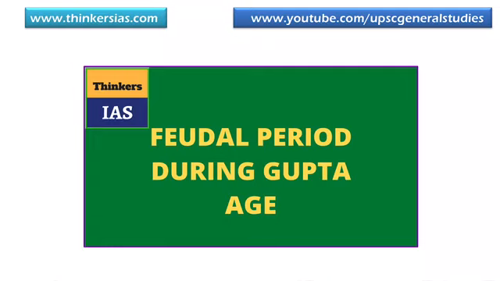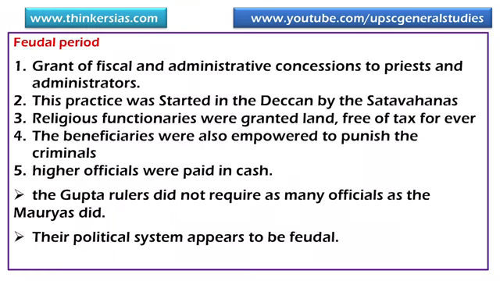Today let's learn about the feudal period during the Gupta age. The important developments during the feudal period which changed the course of history are, first, the grant of fiscal and administrative concessions to priests and administrators, which was very prominent. This practice was started in the Deccan by the Shatavahanas. The practice became a regular affair in Gupta times.